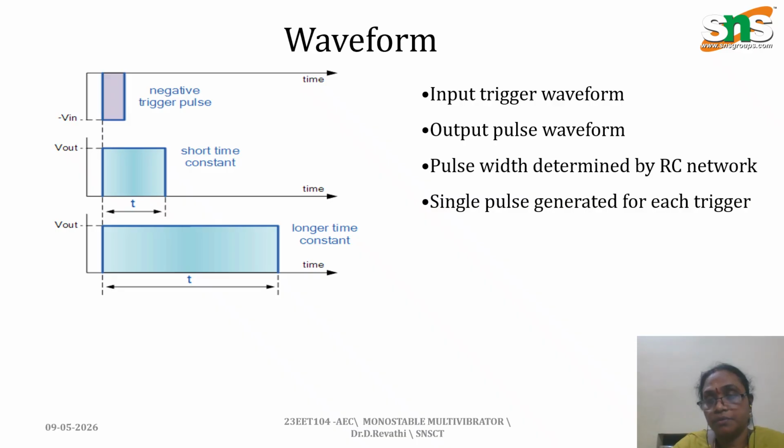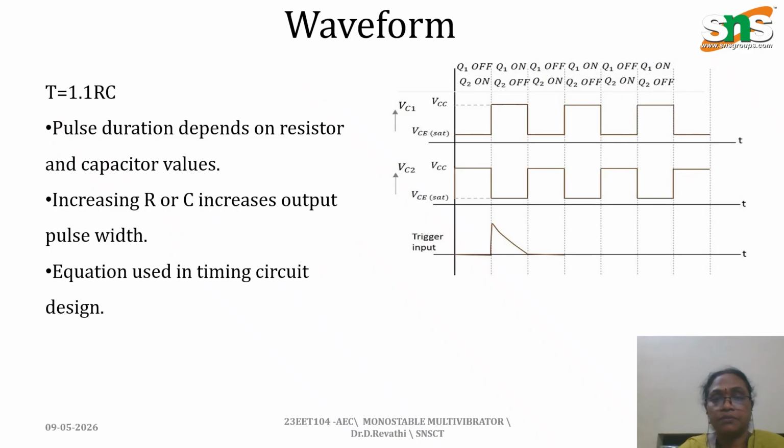This is the waveform, and the waveform consists of VC1 and VC2. When Q1 is in off condition and Q2 is in on condition, and we give the trigger pulse, the stable state will change to the unstable state. After the trigger, it automatically comes back to the stable state based on the value of RC. As C charges and reaches the particular value, the unstable state returns to the stable state.